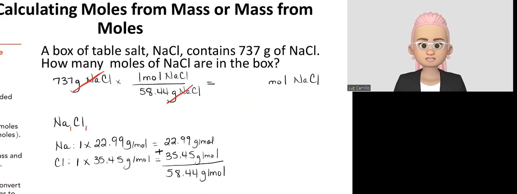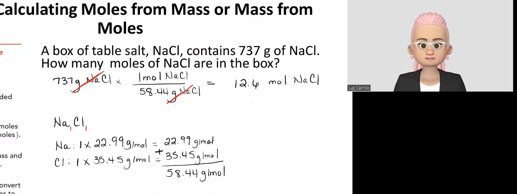12.611, and there's a series of digits, but I must round to 3 significant figures because that's what was given to me. So when I do that, I'm going to round my calculator display to 3 sig-figs. So this corresponds to 12.6 moles of sodium chloride. I'm going to repeat the calculation to make sure that what I plugged in was correct. And that's the result that I get.